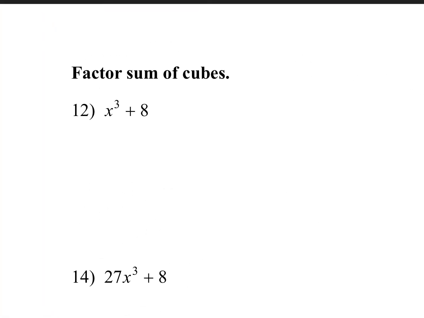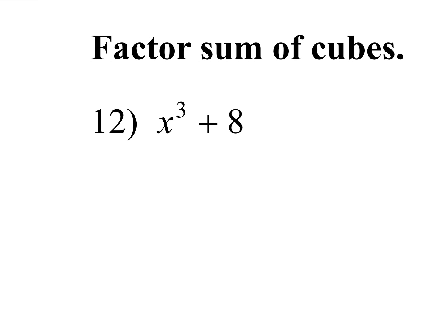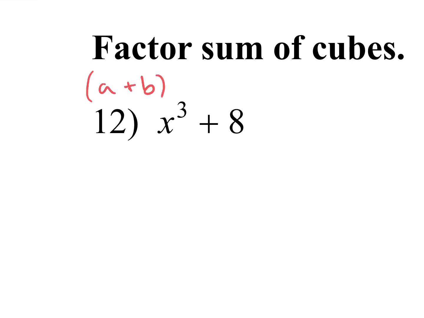So next we're going to be factoring the sum of cubes. So the formula we use here is a plus b times a squared minus ab plus b squared. You guys have to know this formula for tomorrow. This is our sum of cubes formula. So next I have to figure out what a and b are. So if a cubed is equal to x cubed, what is just a?